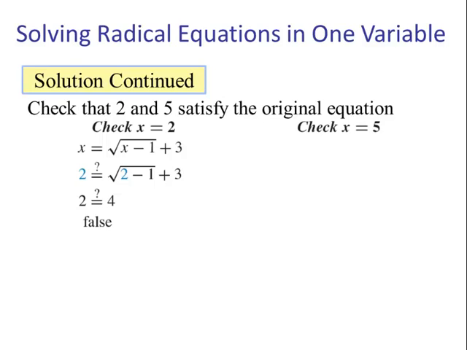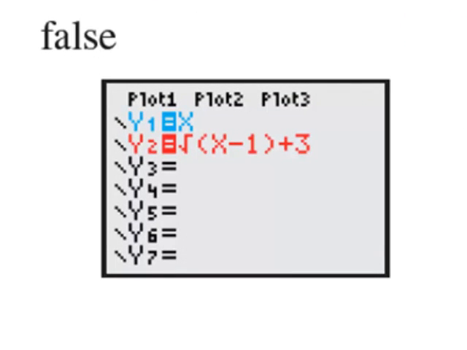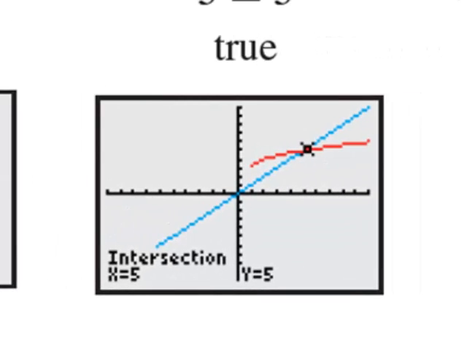To check x equals 5, we substitute 5 in for x. Right-hand side: 5 minus 1 is 4. Square root of 4 is 2. And 2 plus 3 is 5. This is a true statement. 5 is a solution. We can verify this graphically by putting x in y1, that's the left-hand side of the equal sign, and the square root of x minus 1 plus 3 in y2 for the right-hand side of the equation. Hit graph and use our intersection feature, and we can see there's one point of intersection when x equals 5.